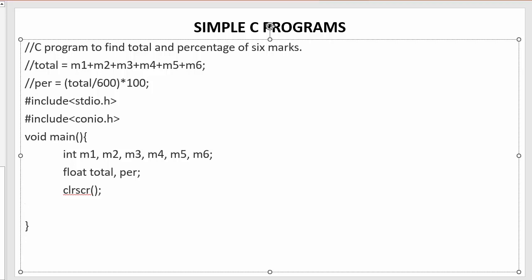Now when we execute this program, we will get the output, and in that output the program should ask the user to enter the 6 marks. So we need to display that message to the user when the program gets executed.